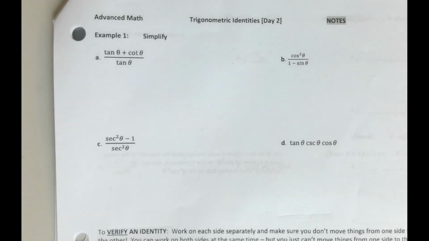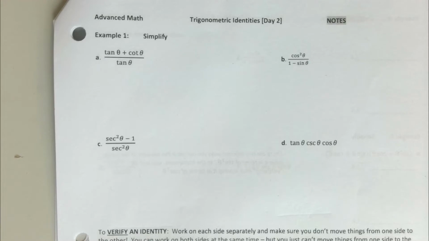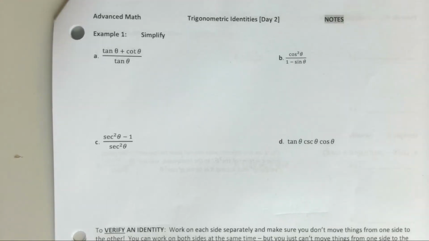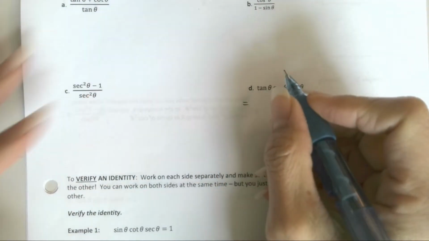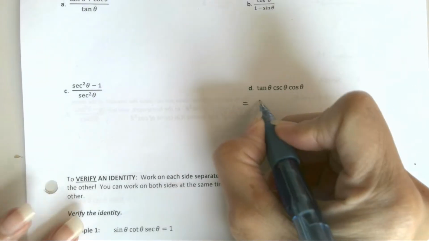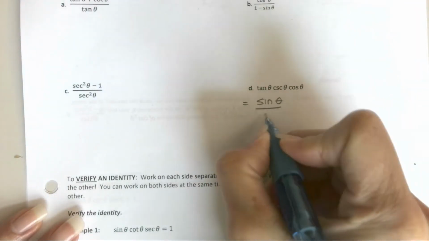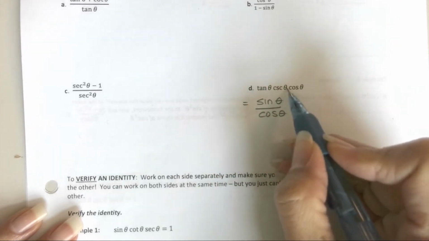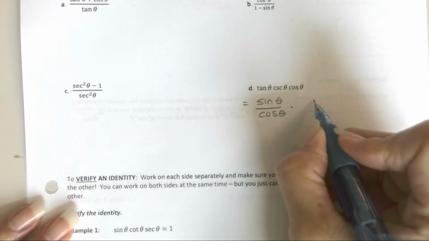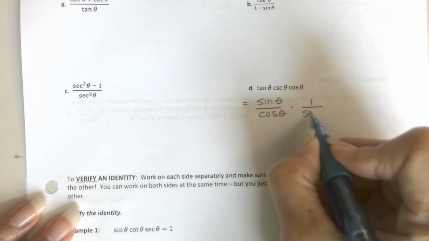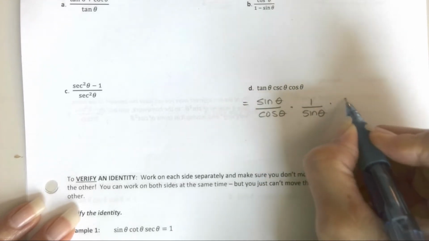So part D says tangent of theta times cosecant theta times cosine theta. So go ahead and do that. All right, tangent. Break it up for me. What did you all get? Sine over cosine, good. So sine theta divided by cosine theta. How do you say this? Cosecant, good. What is cosecant going to be? 1 over sine theta. And the cosines we don't touch, right?